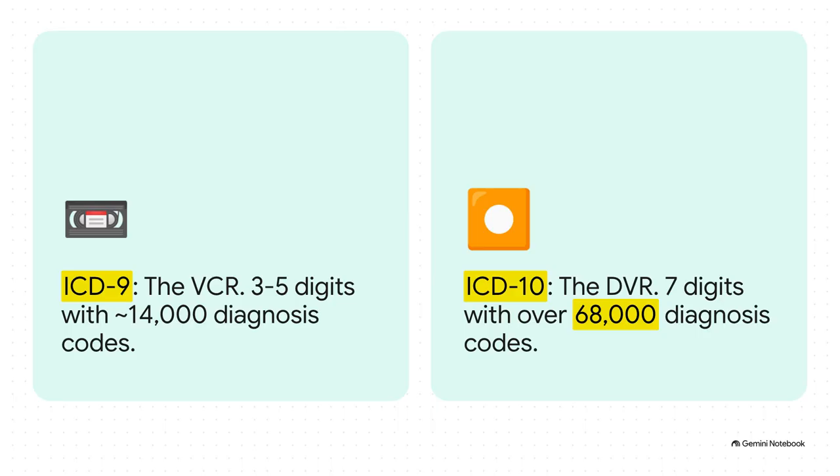To really understand the sheer scale of this change, there's this brilliant analogy from the source material. Basically, ICD-9 is to ICD-10 what the VCR is to the DVR. ICD-9 was the older generation. It used just 3 to 5 digits and had a little over 14,000 diagnostic codes. ICD-10, however, is this massive, modern upgrade, utilizing 3 to 7 characters to create a highly granular clinical picture. We're talking over 68,000 diagnosis codes now. It's a truly staggering increase in specificity.